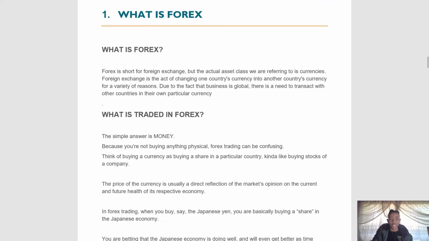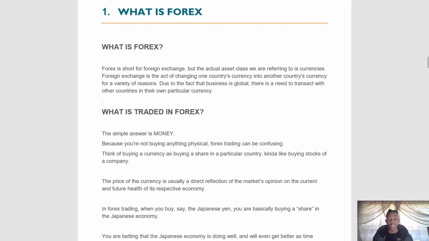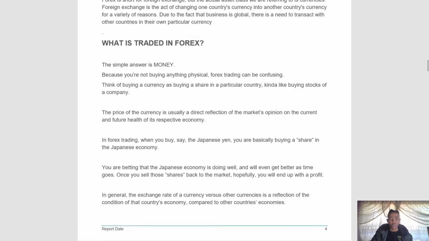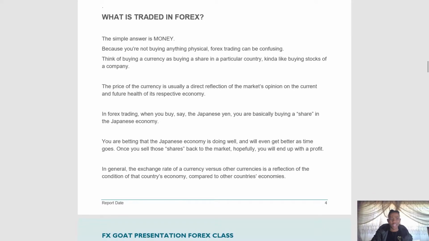So firstly, we're going to discuss what is Forex. Forex is short for foreign exchange, right? So what we do in foreign exchange is changing one country's currency for another country's currency, right? So that's mostly what we do in Forex trading. So most of the time people ask me, what is it that we actually trade in Forex? The answer is simple, it's that we trade money. Because you're not buying anything physical, Forex trading can be confusing to most people.